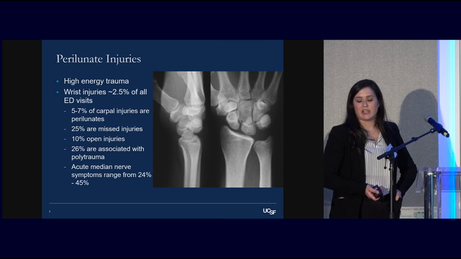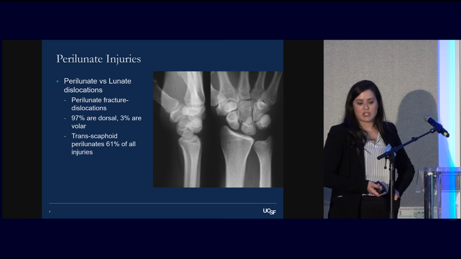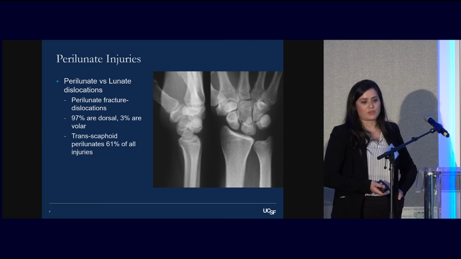10% of these are open injuries, often secondary to the high energy traumatic event. 26% are associated with polytrauma, and about a quarter to half have acute median nerve symptoms, which is something that we worry about as hand surgeons. For perilunate versus lunate dislocations, 97%, so the vast majority, are dorsal, and about 3% are volar dislocations.